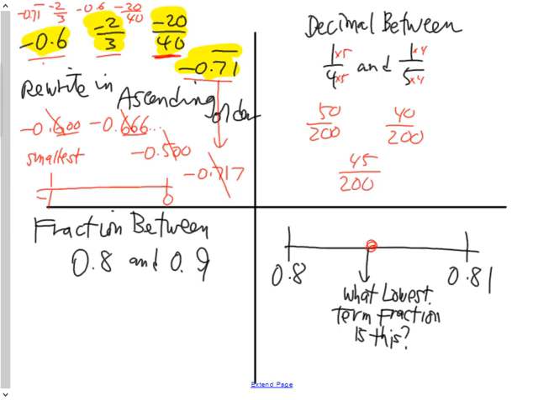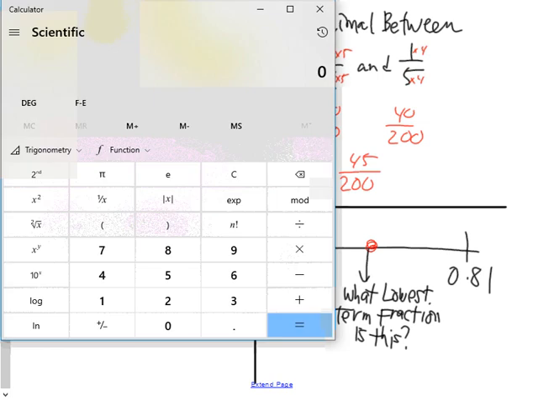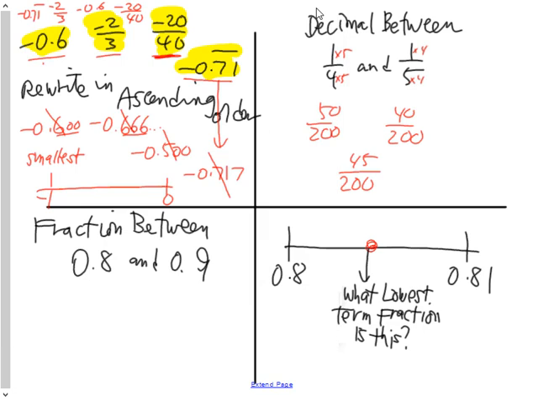would be 45/200ths. And if I wanted to change that to a decimal, I could take my calculator and say, what is 45 divided by 200? And the answer would be 0.225. 0.225. That would be a decimal that's between there. It's actually right between those two.